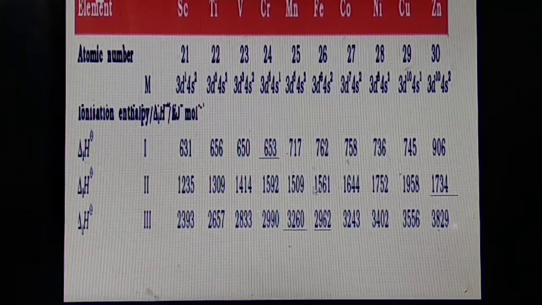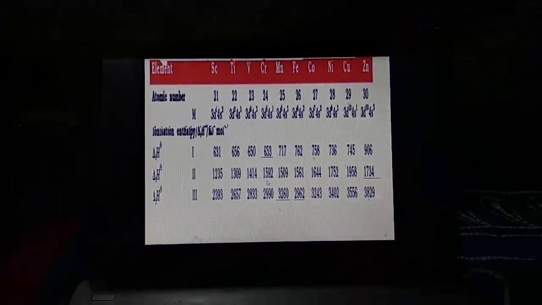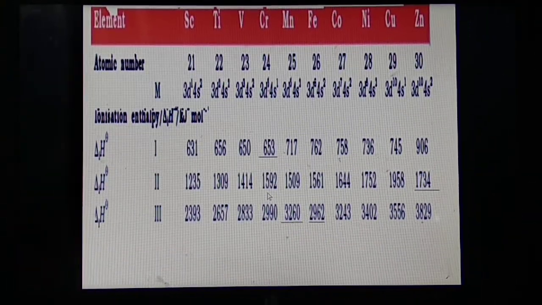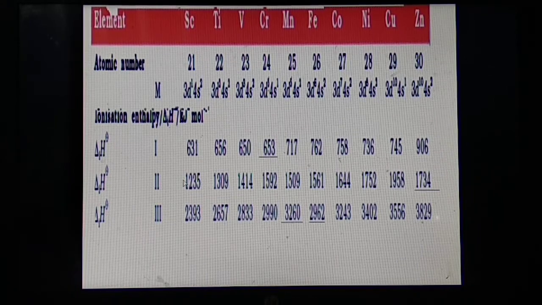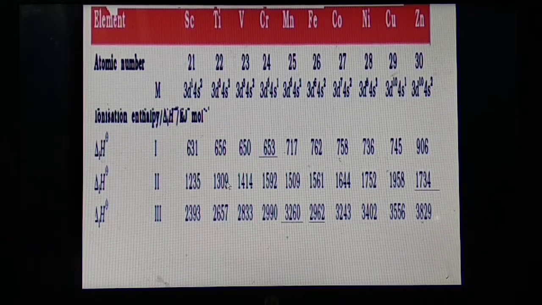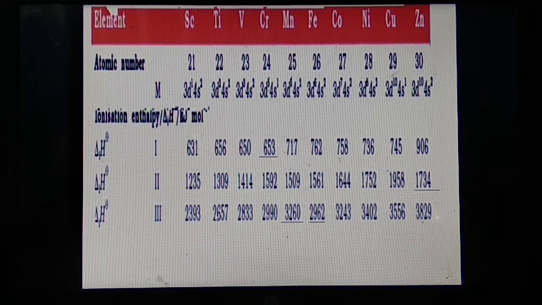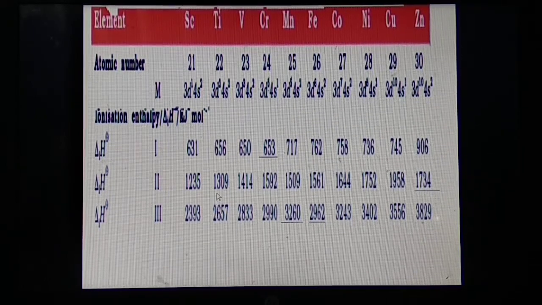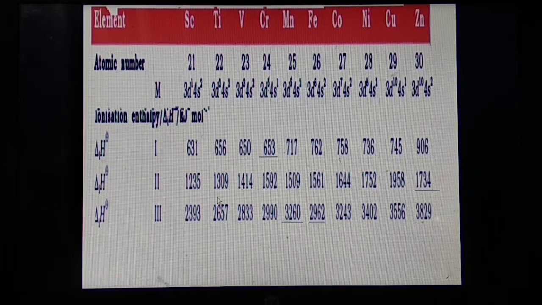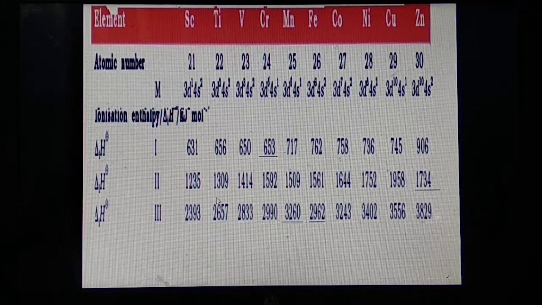So these are the second ionization enthalpies. Students, you are watching here that the second ionization enthalpy is more than the first ionization enthalpy, and the third ionization enthalpy is more than the second ionization enthalpy. This is the trend of the change of the ionization enthalpies of the d block elements.